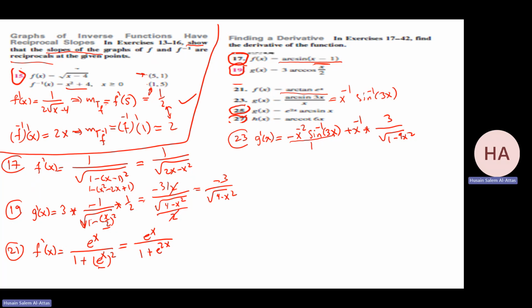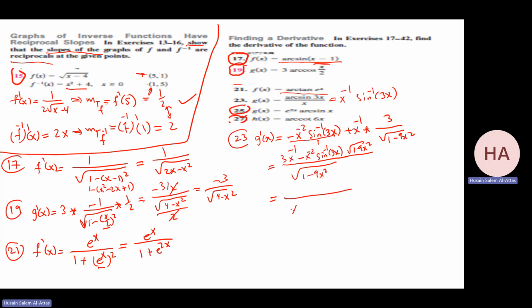And I can take x minus, I can simplify this over square root 1 minus 9x squared, where I have 3x minus 1 minus x minus 2 sine inverse of 3x. Don't forget this, square root 1 minus x squared. Now I can take x minus 2 as a common factor, like this. X minus 2 common factor, take it down.